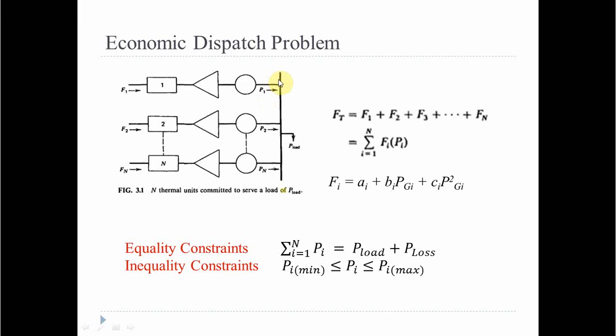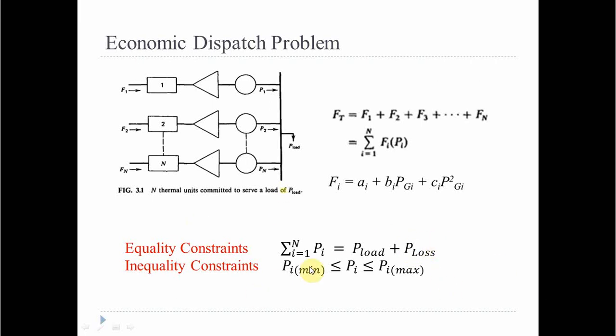Now here it is one single bus bar, so for this particular function P loss can be approximated to 0, but for some other power system cases this will be some non-zero value. So always the sum of all power output of n thermal units should be equal to the power demand, plus the loss in this system. So this becomes your equality constraint. If you are using an optimization technique, this becomes your equality constraint.